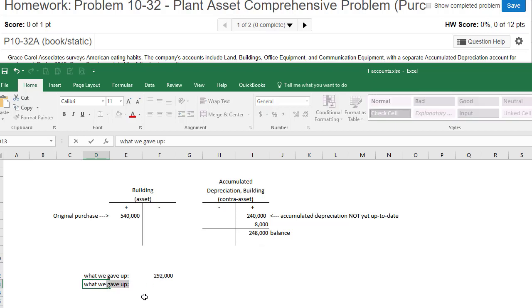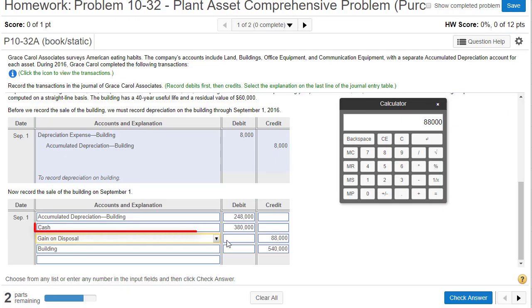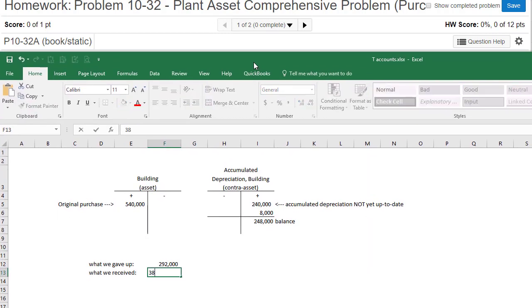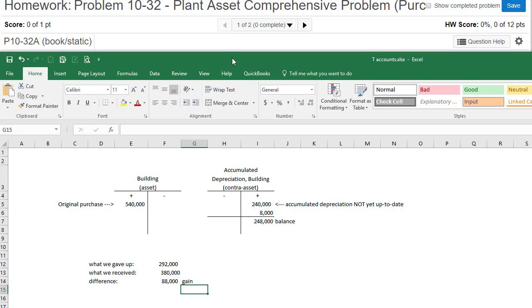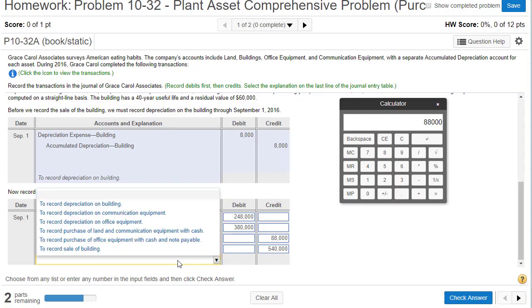What we received. What did we receive? We received cash of $380,000. So what's the difference? Well, our simple Excel formula is this minus that. That gives us our $88,000 gain. How do I know it's a gain? Because we received more than what we gave up. To record sale of building.